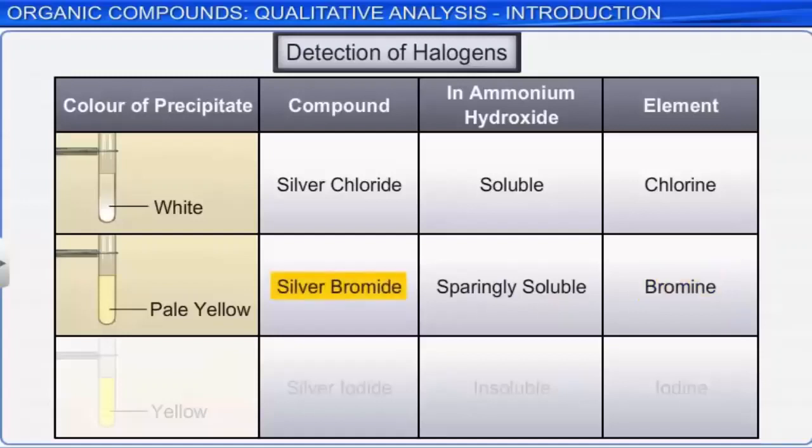If the precipitate is yellow and insoluble in ammonium hydroxide, then it shows the presence of iodine. This yellow-colored precipitate is due to the formation of silver iodide.